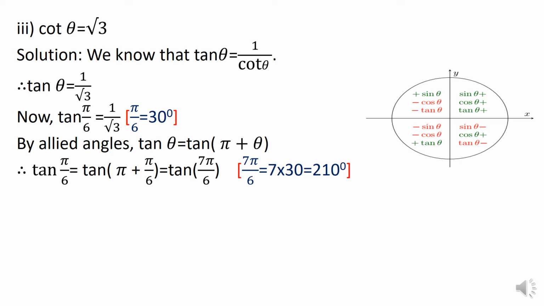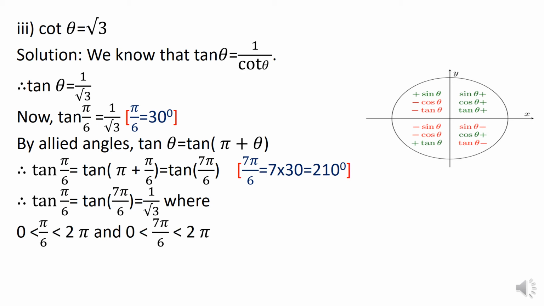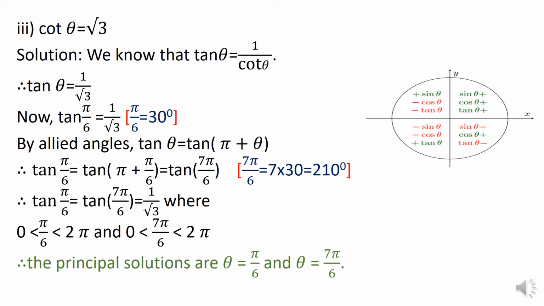And what is 7 pi by 6? 7 into 30. See, pi by 6 is 30 degree. So 7 into 30, 210 degree. So tan pi by 6 and tan 7 pi by 6 both have the same value, that is 1 upon root 3. Do they fall in the domain? Yes. Both of them come between 0 and 2 pi, as you can see over here. Thus our solutions are pi by 6 and 7 pi by 6 for this particular sum, that is it.